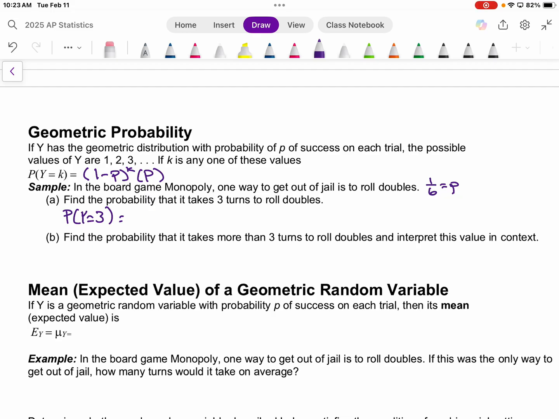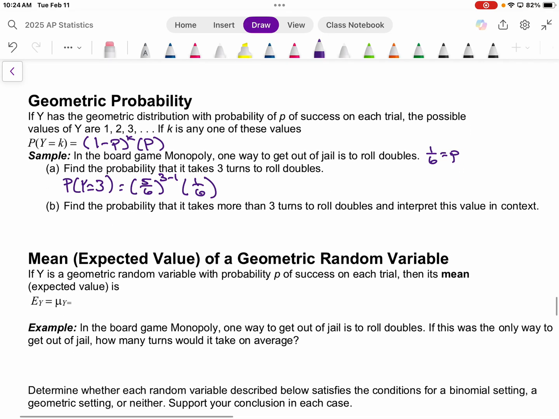As we look at the formula, this would be 5 out of 6 raised to the 3 minus 1 power times 1 out of 6. Again, the first fraction is always 1 minus the probability of success, so 6/6 minus 1/6 is 5/6. So this turns out to be 5/6 squared times 1/6. And that's really just 25 out of 216. If we get a decimal version of that, it comes out to about 0.1157.